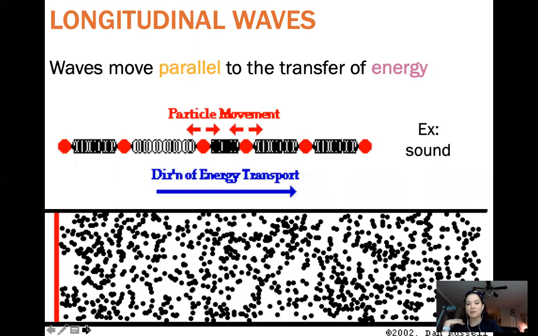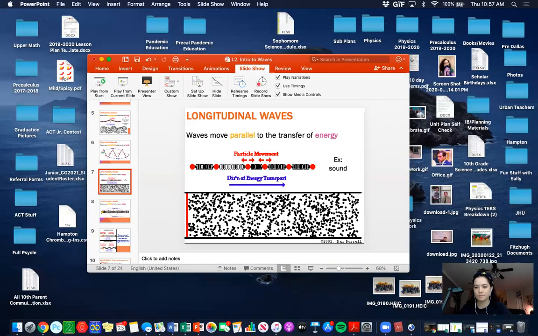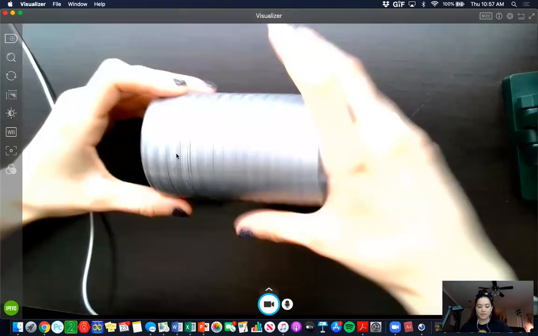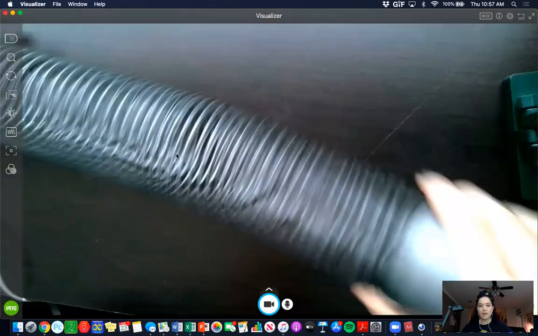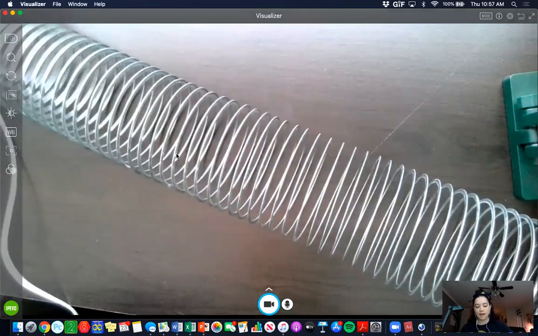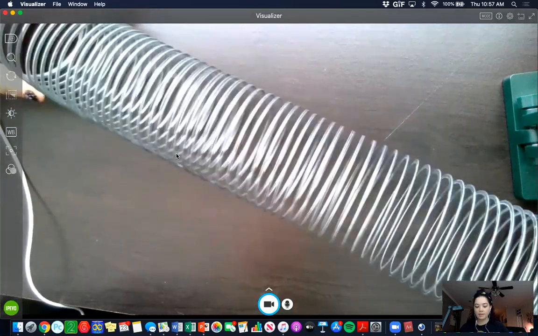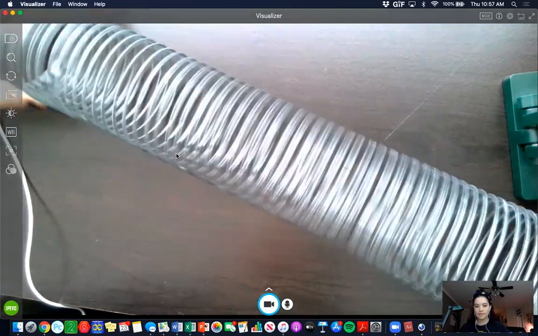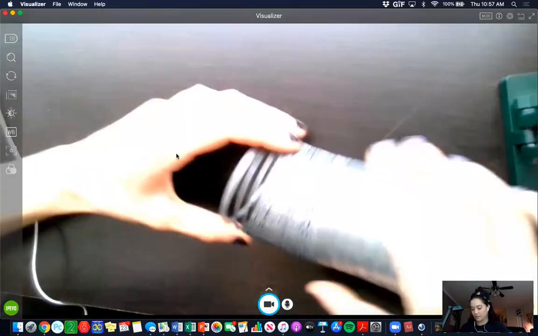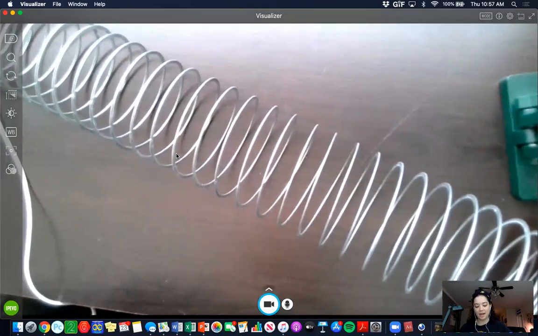Let's look and see what it looks like on our slinky. I'm gonna stretch it out again. A longitudinal wave will look like this. As you can see, I'm moving it and getting that energy going, and the rings move side to side. And if you look carefully, I know it's kind of hard to tell, but you can actually see how they condense and then stretch back out.